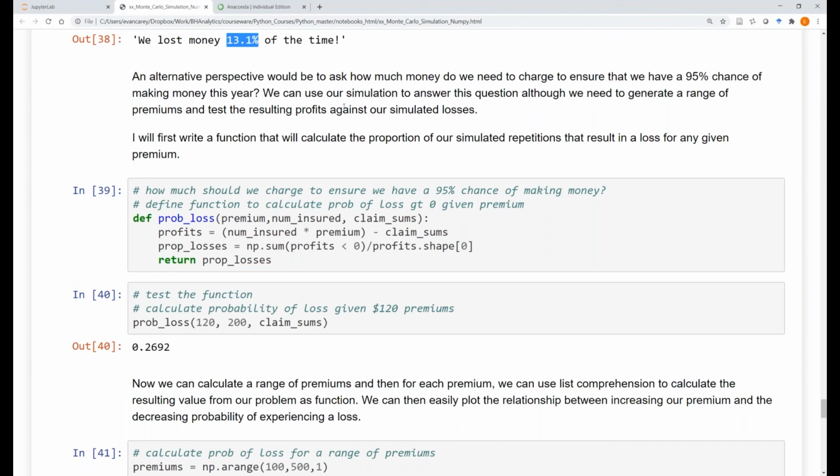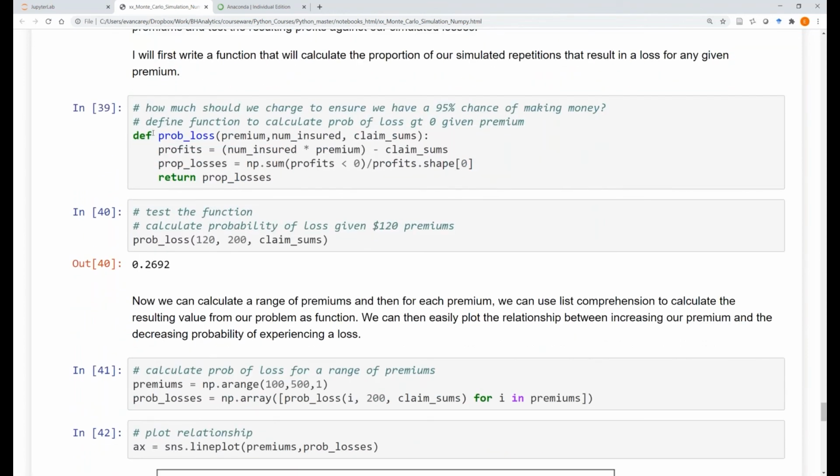All right, so to do that in Python, we want to modularize our code, which means I'm going to write a function that calculates the proportion of time we lose money, and then I'm going to reuse it over and over again. This is the basic Python code for writing a function. We define our new function that's called probability of loss. It takes in the arguments of premium, number of people insured, claim sums, that's going to be our total amount of claim costs, and then it returns the profits. So the profits are going to be the number insured times the premium minus whatever the sum of the claims are. So that's my profits.